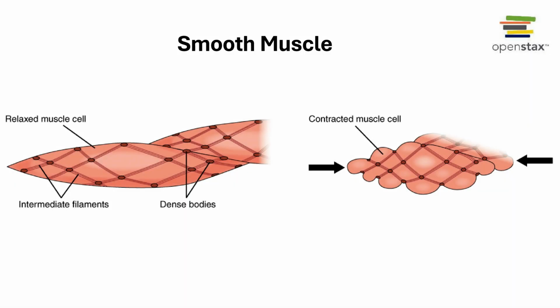Inside smooth muscle cells, thin filaments anchor to dense bodies on the cell membrane, and actin and myosin are arranged diagonally. This causes the fibers to contract in a corkscrew pattern rather than straight shortening.